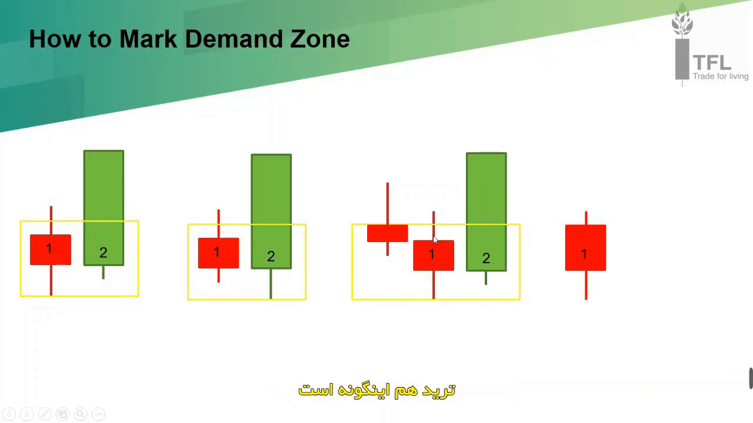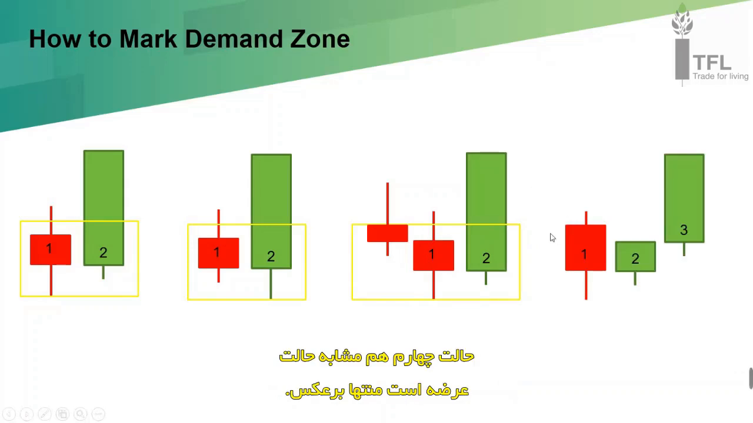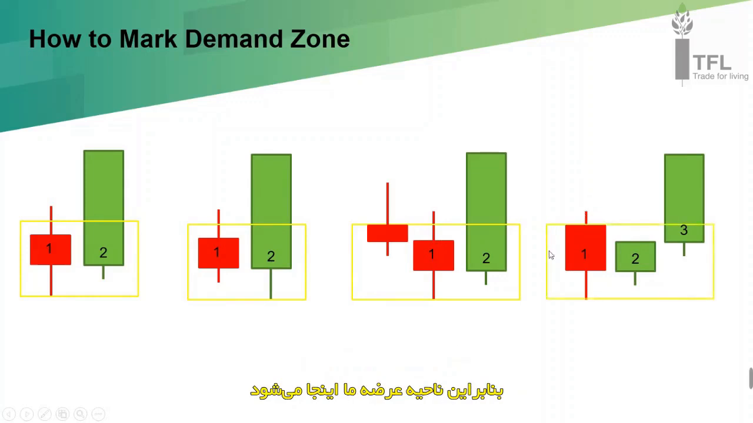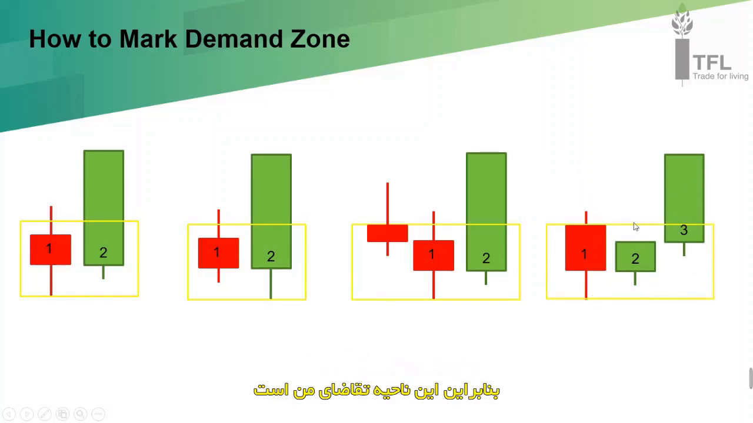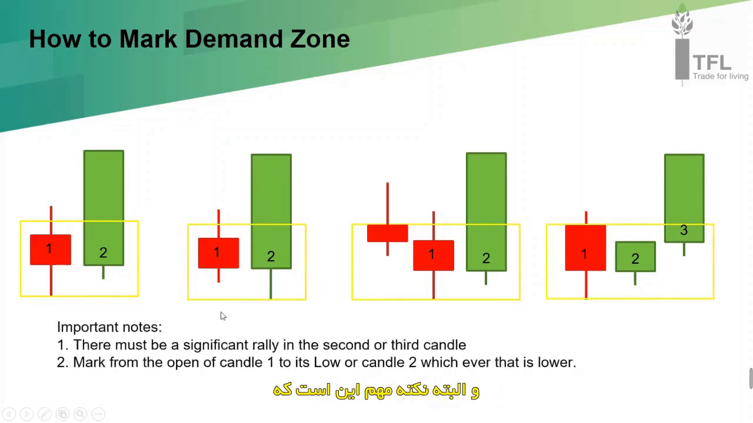All right. So the fourth type is the flip of the supply zone just now. So our demand zone will be over here. One candlestick is engulfed by 2 candlesticks over here. So this will be my demand zone. And of course, the important criterion here is that there must be a significant rally in the second or the third candle. Then mark from the open of the first candle.